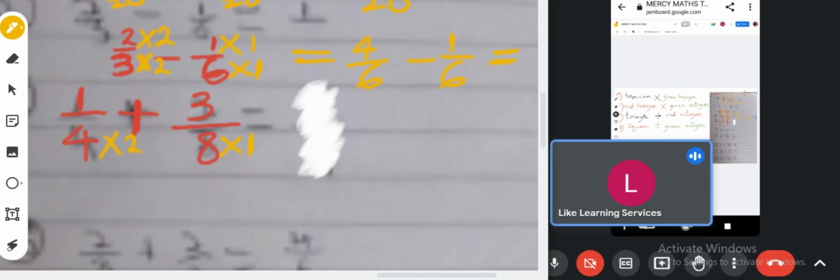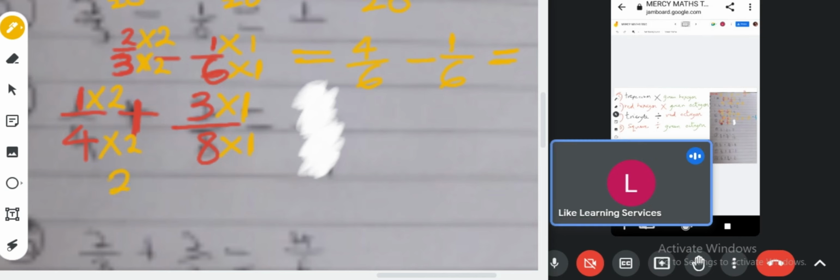Multiply which one with 2? The numerators. Which numerator? There are 2 numerators. Which numerator are you multiplying with 2? 1, and 1 times 2. What about this 3? What do you do to this 3? 3 times 1, because we used 1 for the denominator. So the 3 has to be multiplied by 1. 1 times 2 is 2, and 3 times 1 is 3.